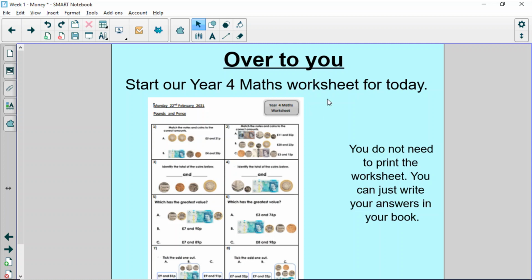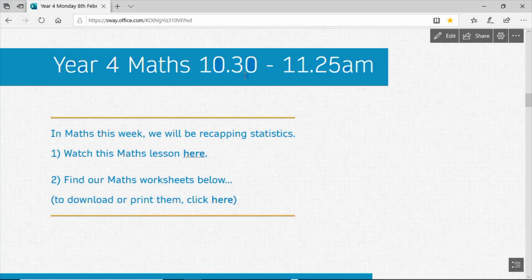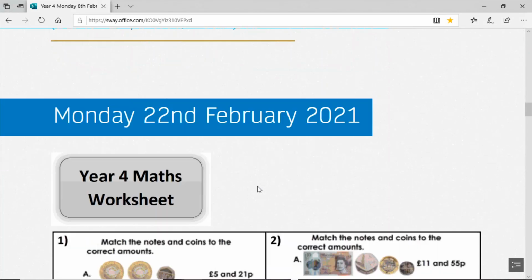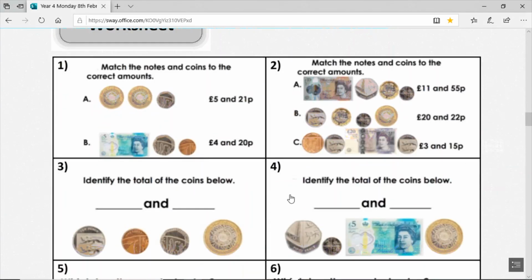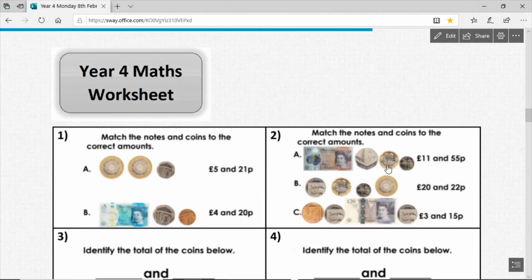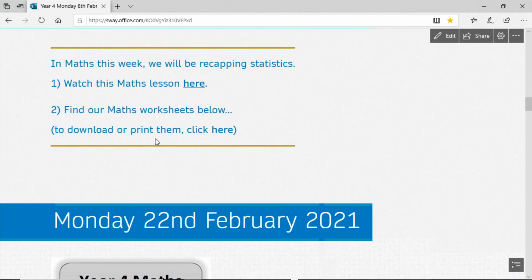So what I'd like you to do is start our Year 4 Maths worksheet for today. This is on our learning document. Now you don't need to print it off. Some people like to download it and print it, but you don't need to. All you can do is just write your answers in your book. Let me just show you where it is now. So as you can see, I'm on our learning document for today, and here is the video link that we're watching. You can see the sheets below. You can see we've got all of our different money questions here, focusing on pounds and pence. If it's not the clearest on your device though, can you see this button here? Because you can download it and it comes a lot clearer there, and you can also click print if you've got a printer. But again, you don't need to because it's all here.